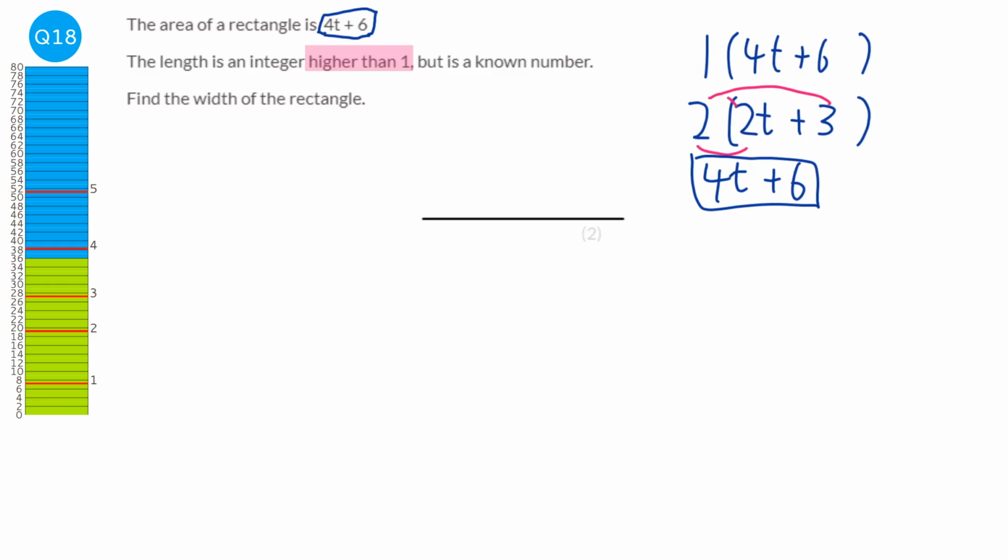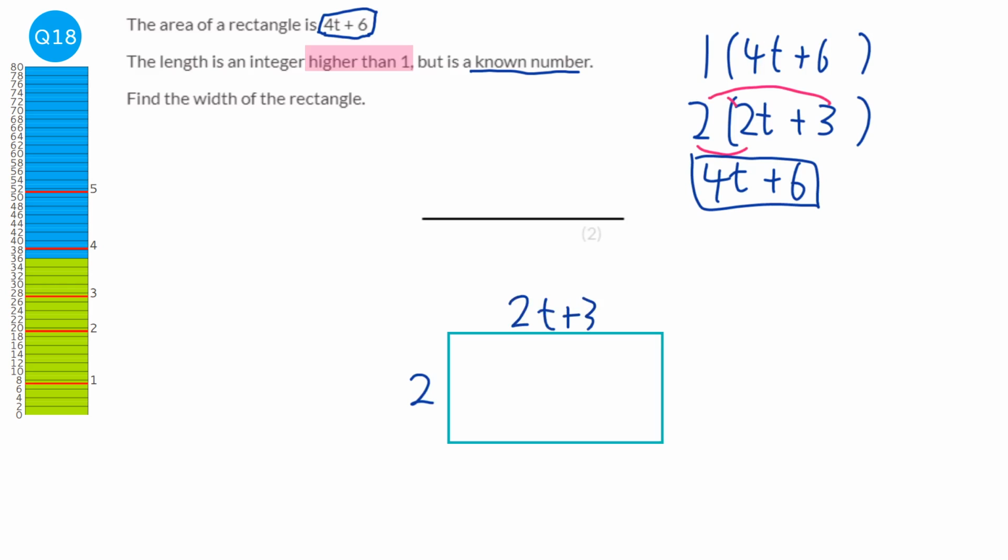In fact, it's the only one that works with it being an integer. So we therefore know that the known side, because it says it's a known number, is 2. And the other side will be 2t plus 3. And then when you multiply them together, you get the area of 4t plus 6. So our answer, because it says the length is the known number, then we're finding the width, which is this one here. So it's 2t plus 3.